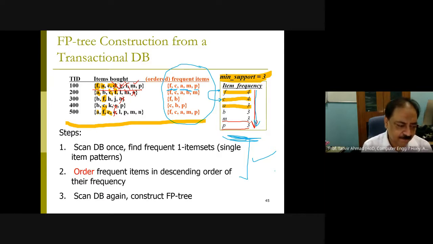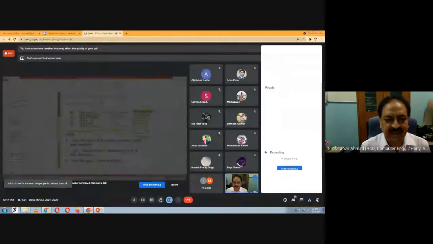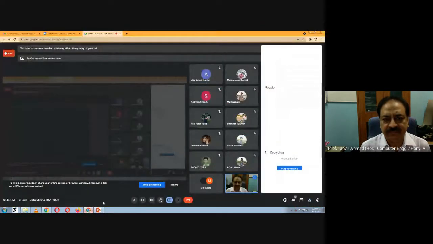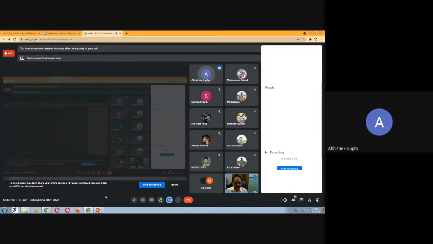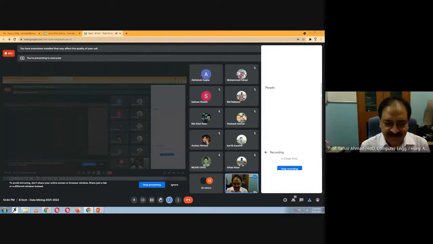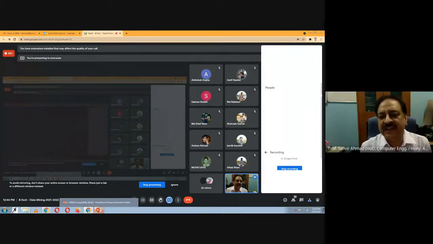Any answers? How many scans do you require to generate the frequent pattern tree? Anybody can give any answer to this? Yeah. Anyone? Please answer. Sir, 2. How many? Sir, 2. Okay, Abhishek says 2. Anybody more giving any other answer?